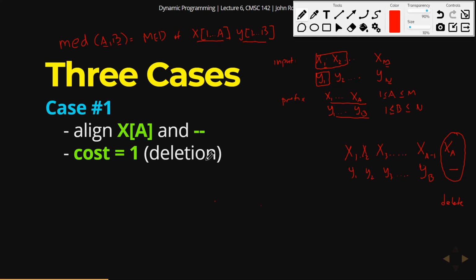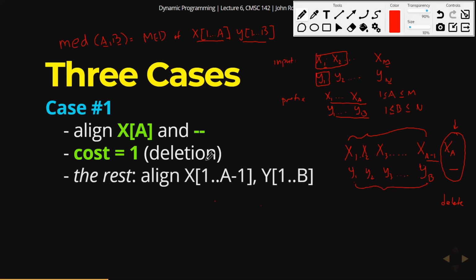And then what would be the rest of the subproblem? So after taking care of this one, the rest of the subproblem would be solving the alignment of x1 up to xa minus 1, because we've already done xa. And then for y, from y1 to yb still. Okay? So we need to align x 1 up to a minus 1, and then for y, 1 up to b. Again, it's only a minus 1 now, because we've already aligned xa with the blank. So this last part is already done. So we will just take care of 1 up to a minus 1 this time.